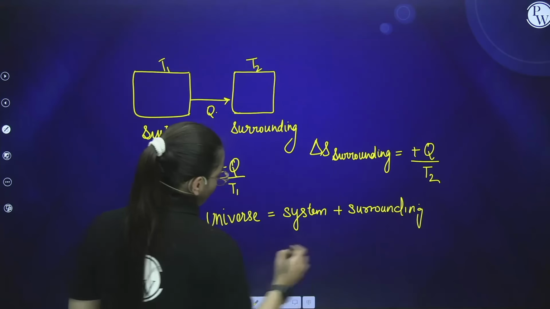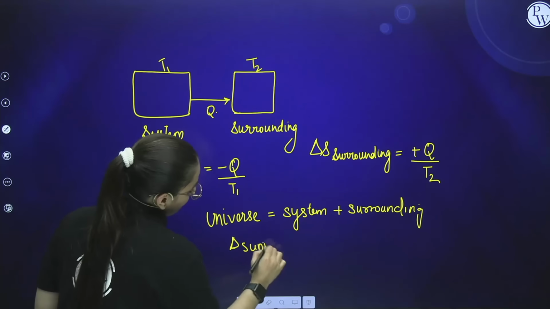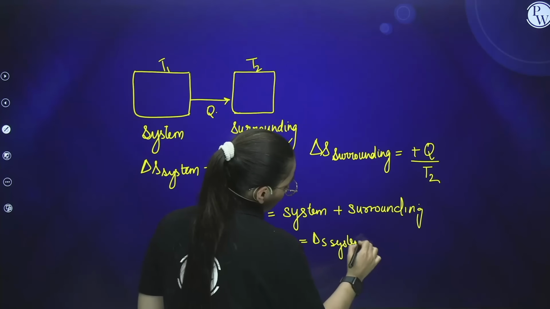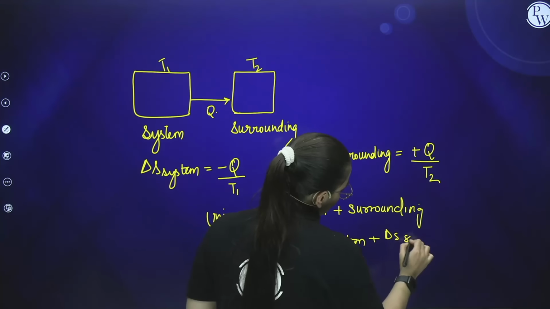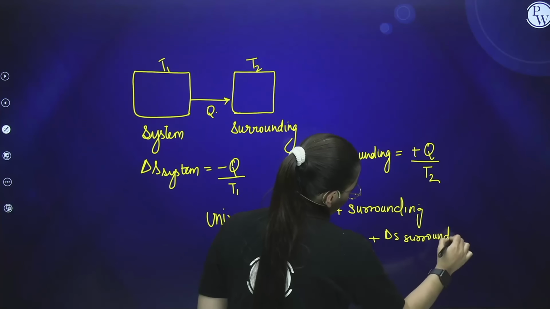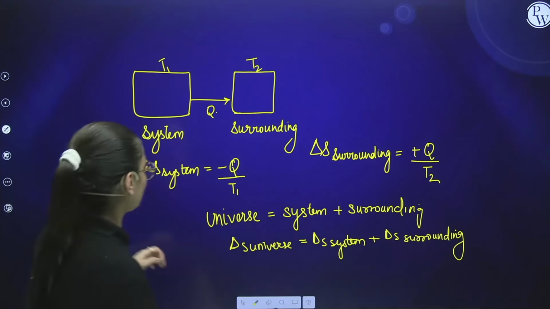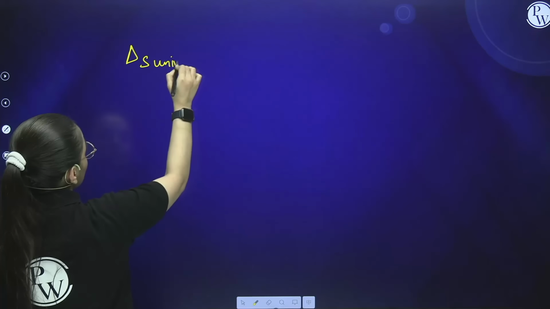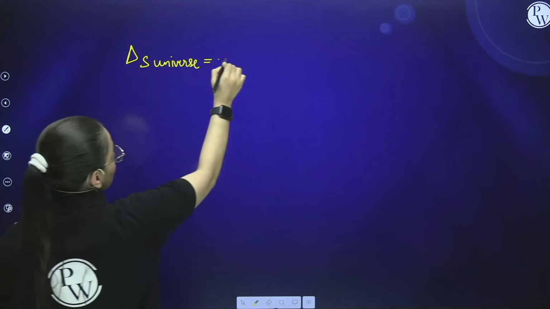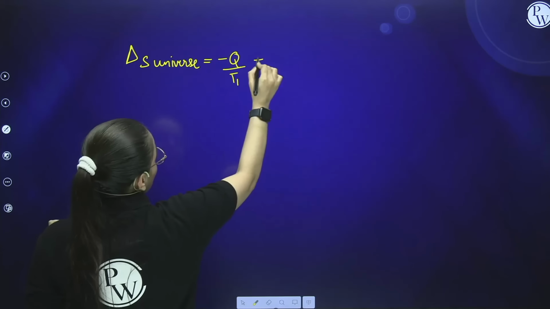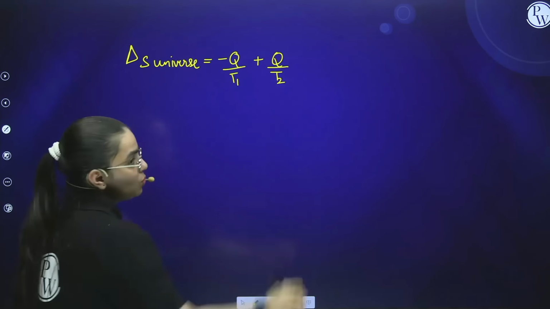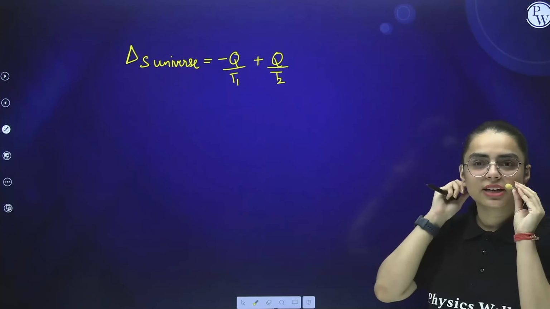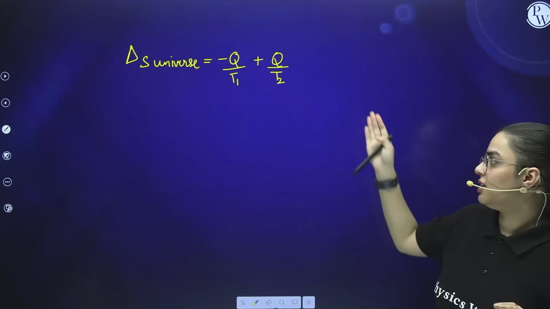Now we know that delta S for the universe will be equivalent to delta S for the system plus delta S for the surrounding. Right? Now see what is going to happen. For the universe, we need to add both of these. For the system, we have seen minus q by T1, and for the surrounding, it is plus q by T2. Is it clear to you? Now what we need to do over here is we will common out q.